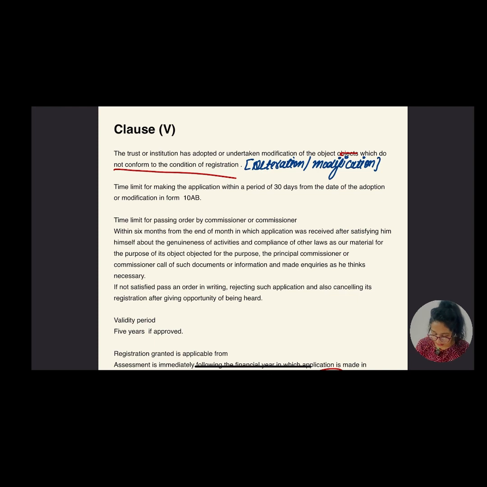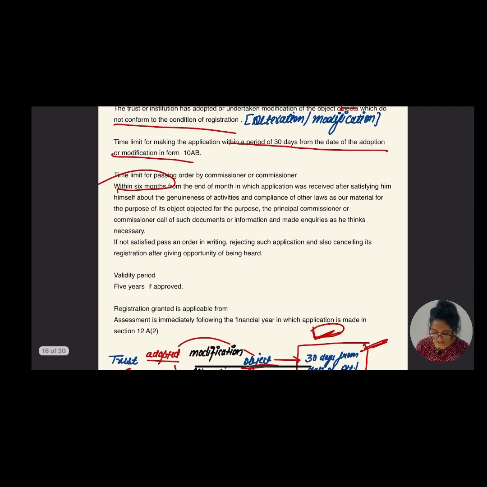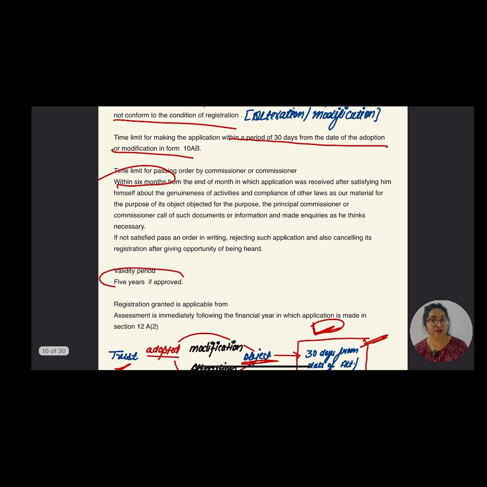The time limit for making the application is within 30 days from the date of adoption or modification, in Form 10AB. The time limit for passing the order is again 6 months, same 6 months as the previous case, okay? Hope this point was clear. And validity is 5 years, and an inquiry is going to happen, okay?